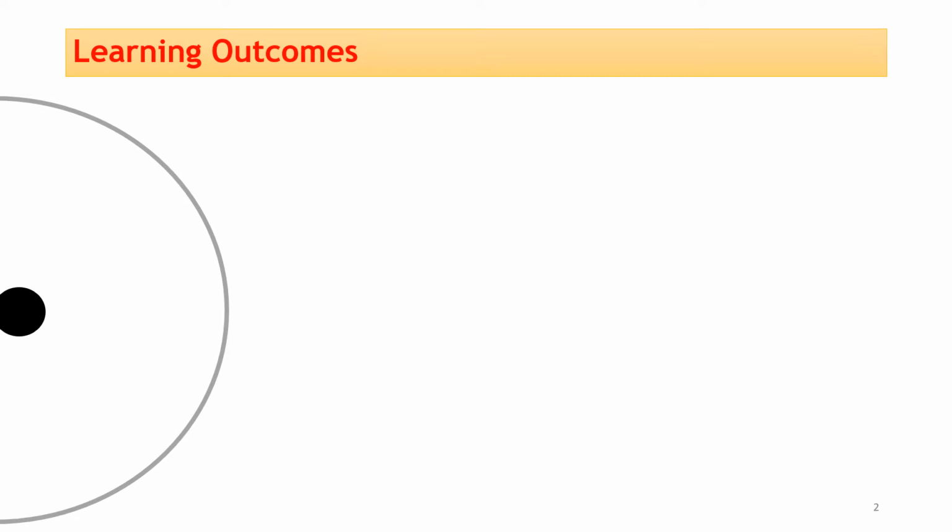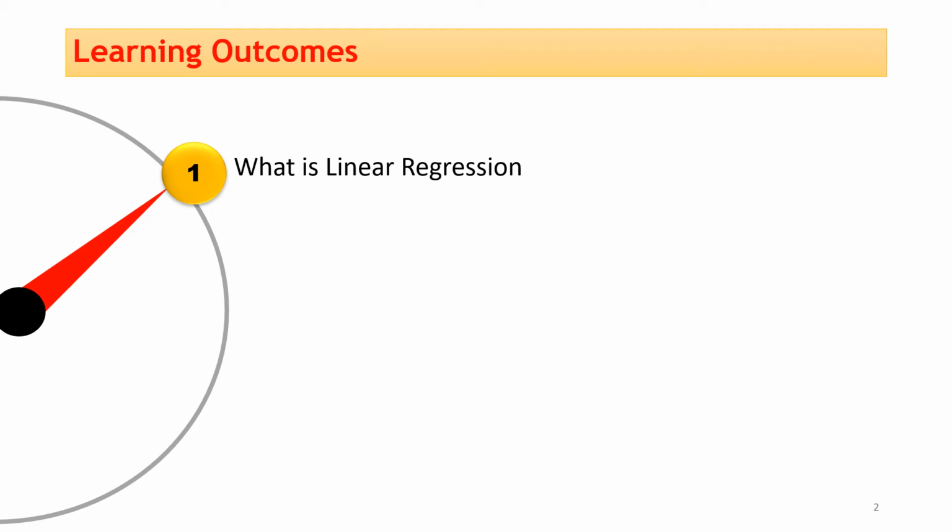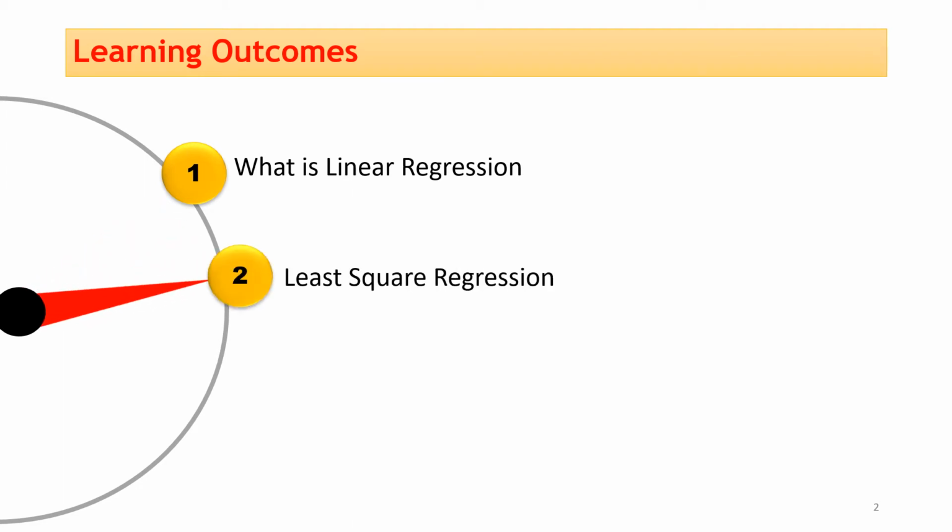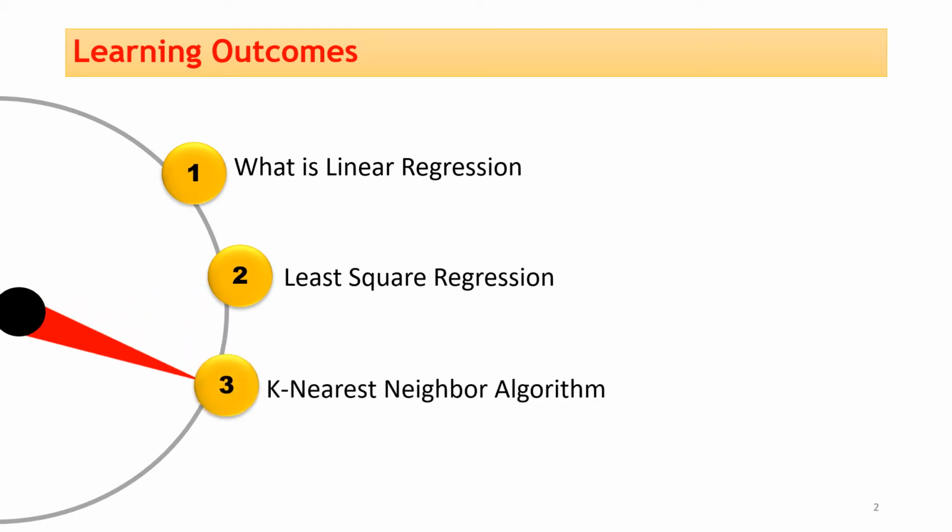Now the learning outcomes. After studying this topic, students will be able to understand first what is linear regression, then what is least square regression, and third what is the k nearest neighbor algorithm of machine learning.